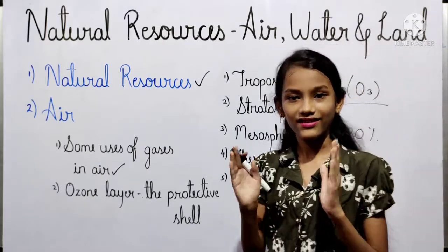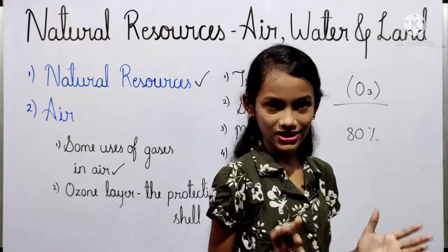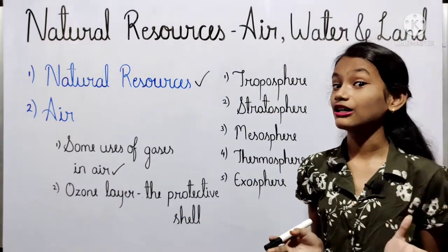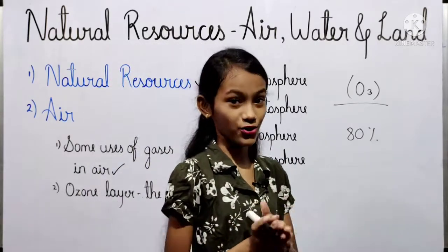Moreover, the ultraviolet rays of the sun will fall on the earth and cause untold destruction, and the atmosphere will have a lack of ozone layer.